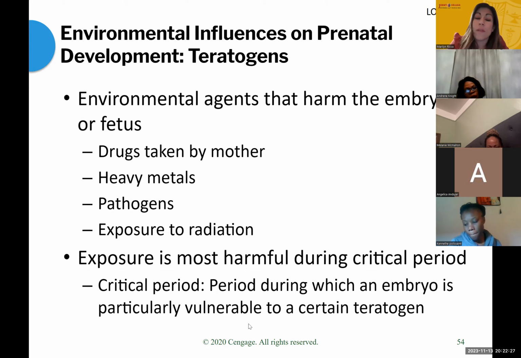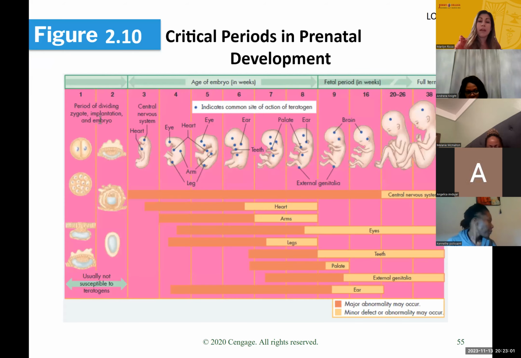Environmental agents that harm the embryo or fetus. Now we're talking about drugs taken by the mother, even heavy metals, pathogens, exposure to radiation. Exposure is most harmful during critical periods. A critical period is the period during which the embryo is particularly vulnerable to certain pathogens. It's the beginning stages of development. If the mom is exposed to that in the very beginning, the textbook talks about all the different types of drugs someone can take that can cause problems.